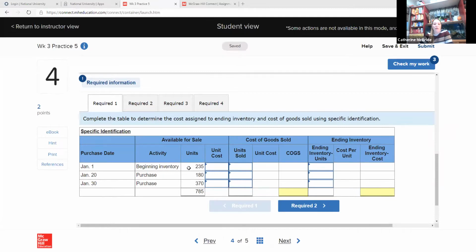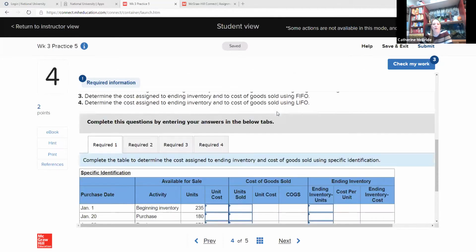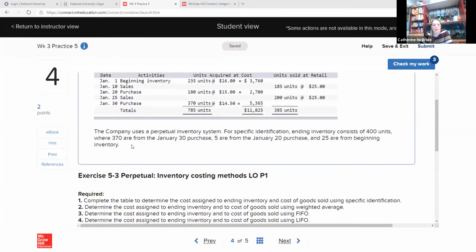So we have beginning inventory. We started with 235 units. We purchased 180, and then we purchased another 370. We don't have the cost of sales on here though. So here's what we're looking at. This is our data.